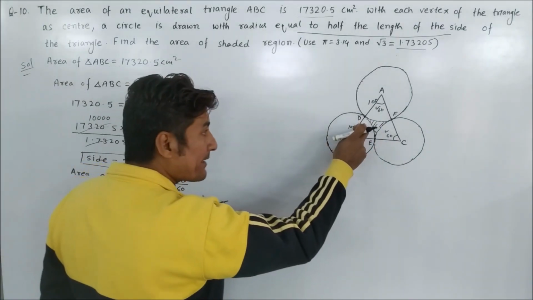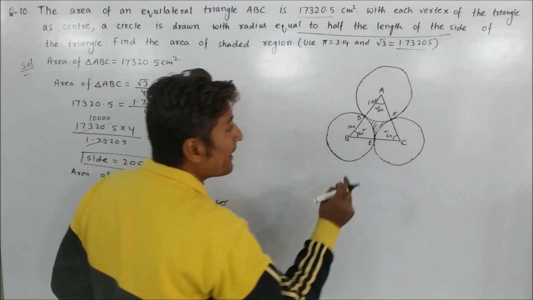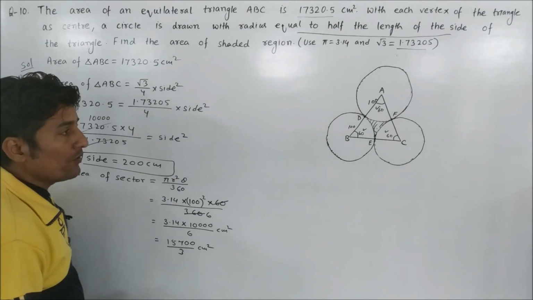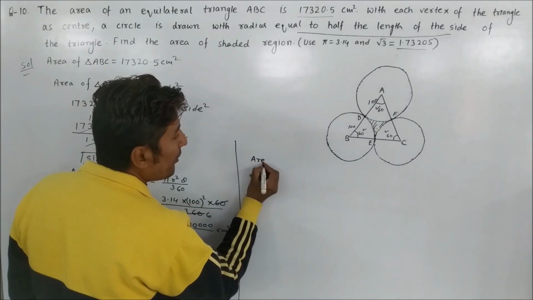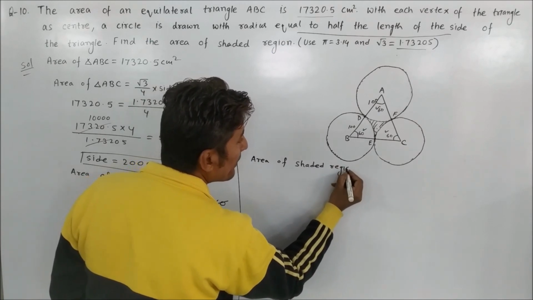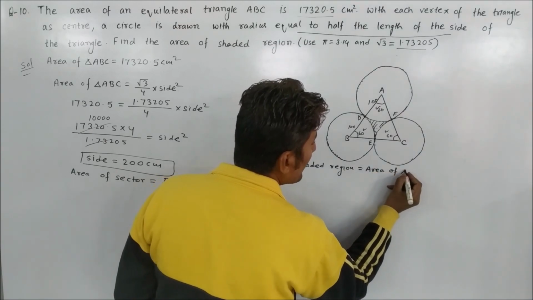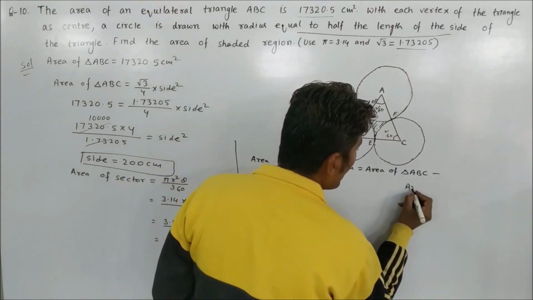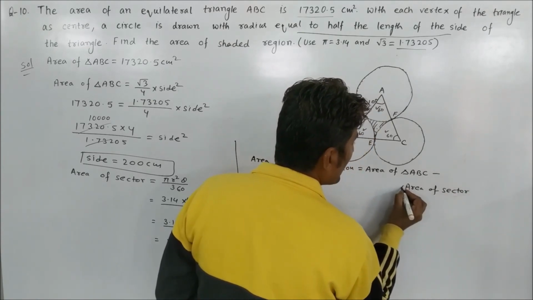Now the area of the second sector and the third sector both will be equal to this one, because all are identical. Measurement of all the angles is equal to 60 degree, and radius of each sector is equal to 100 centimeter. Now let us see how to find the area of shaded region. Here we can write area of shaded region will be equal to area of triangle ABC minus area of sector multiplied by 3.